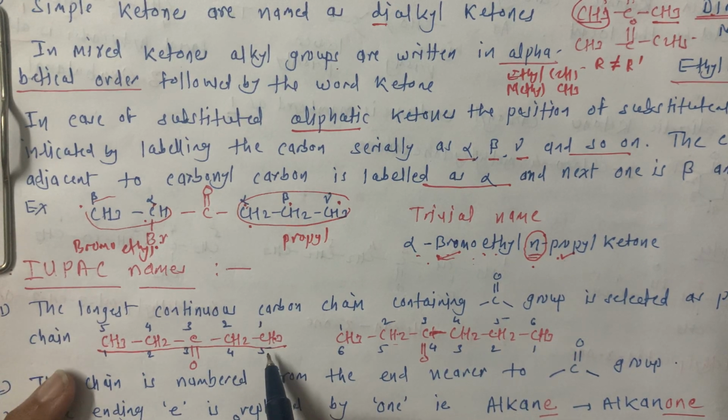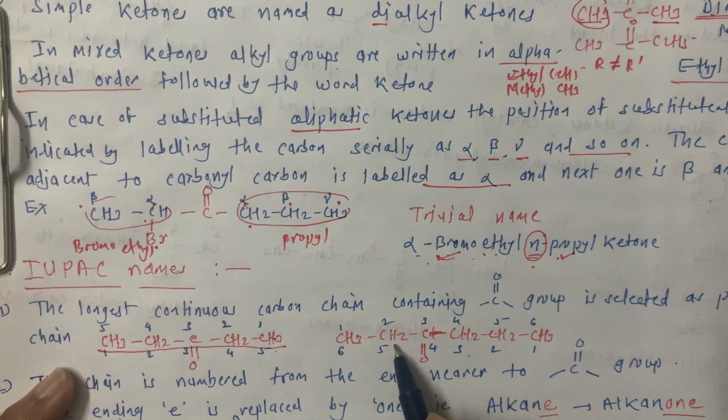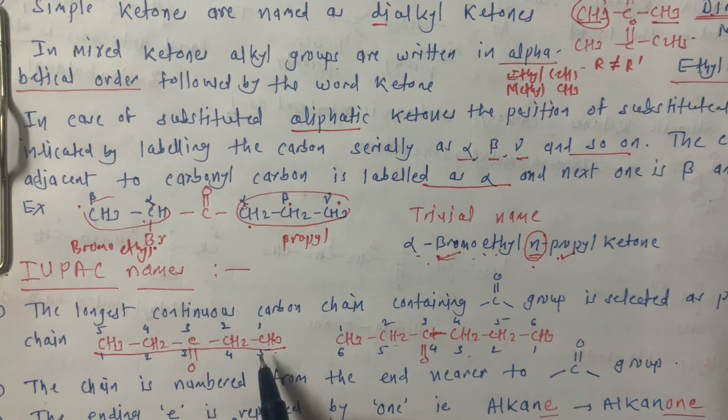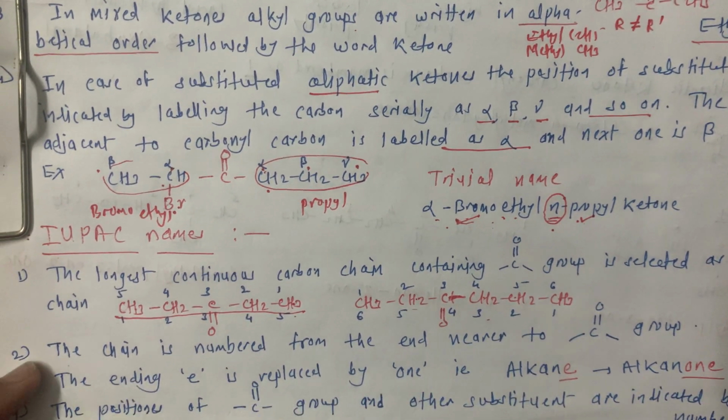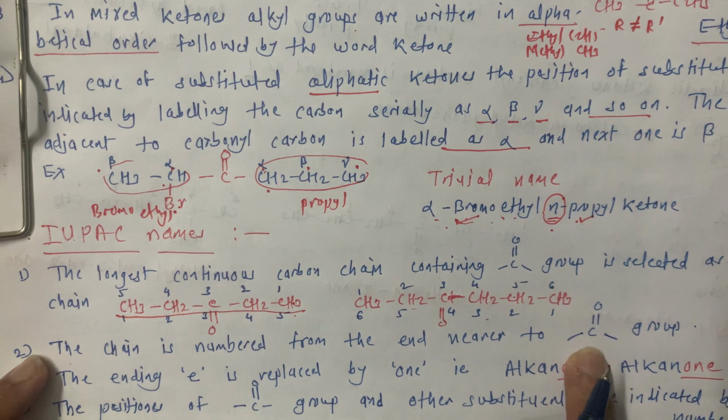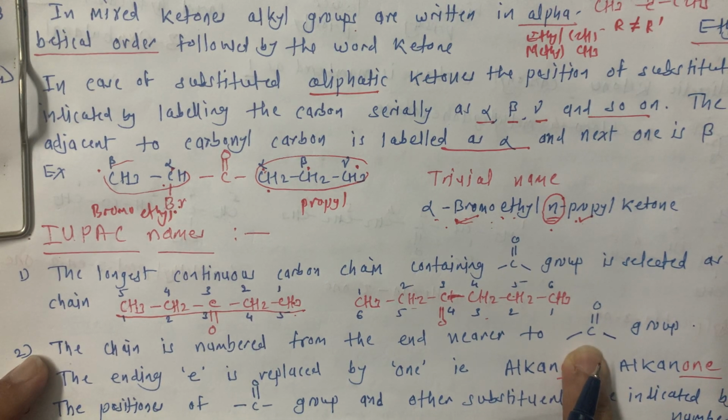So the parent hydrocarbon for this is pentane, while for this 6-carbon compound the parent hydrocarbon is hexane. This is the carbonyl derivative of hexane, and this is the carbonyl derivative of pentane. Okay. Now see, what is the next? The chain is numbered from the end nearer to the carbonyl group. This is again very important.